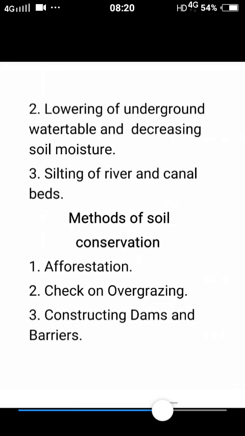The next, lowering of the underground water table and decreasing soil moisture. It means if the topsoil is removed, then the hard surfaces and subsoil can be seen easily, so they can affect the water table and decrease the soil moisture below the surface.